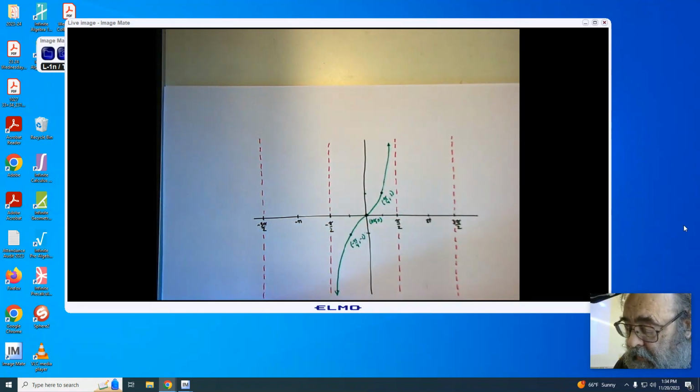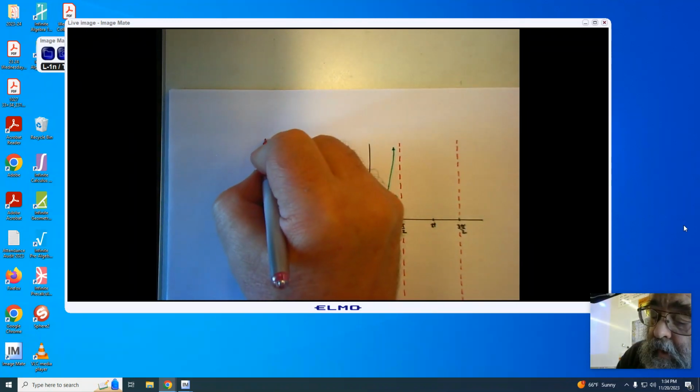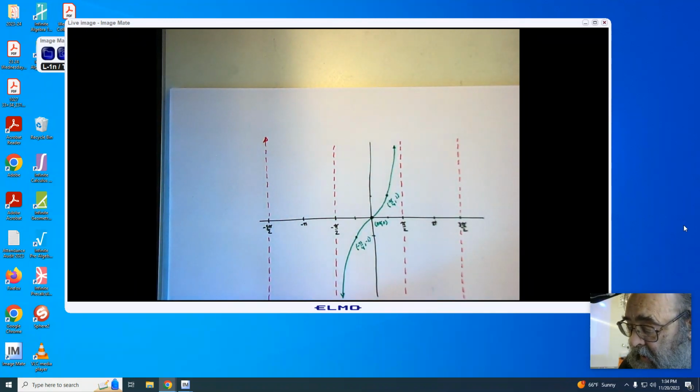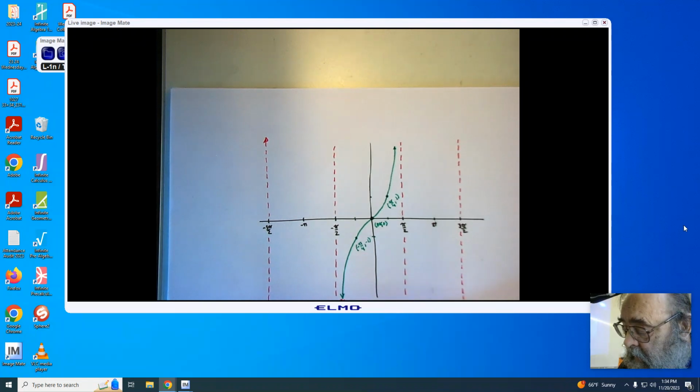And I'm just going to make sure that I label my asymptotes all the way across. I didn't do that at the beginning, but I am going to do that now. X equals negative 3 pi over 2. X equals negative pi over 2. X equals a positive pi over 2. And X equals 3 pi over 2.